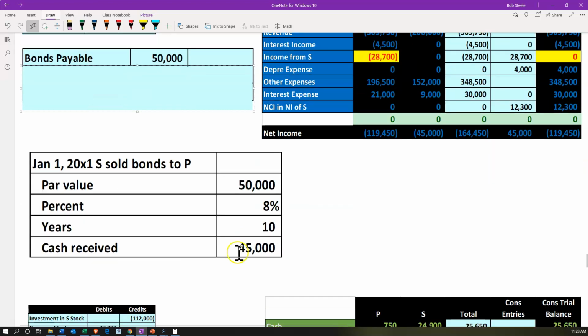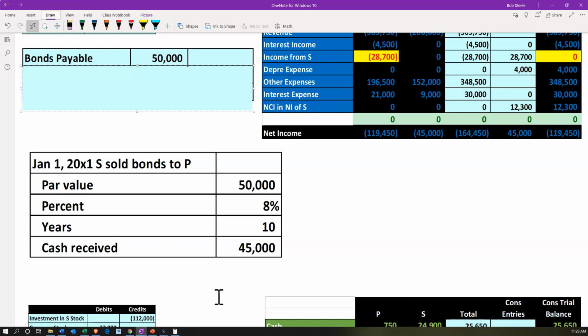Now here's the bond information. On January 1st, 20X1, S sold bonds to P, so S issued the bonds directly to P, and they were issued for $50,000, at a rate of 8%, for 10 years. Now let's break this out into the two components, meaning the balance sheet component and the income statement component.